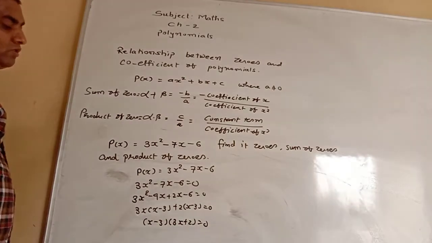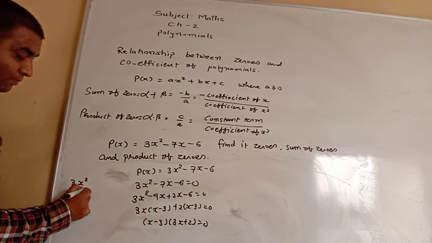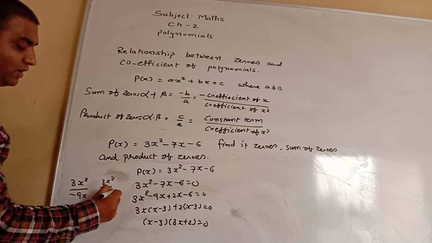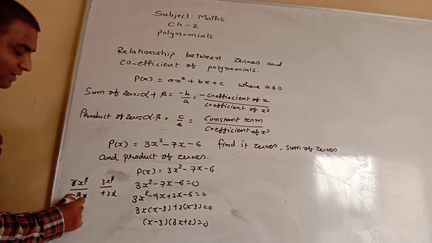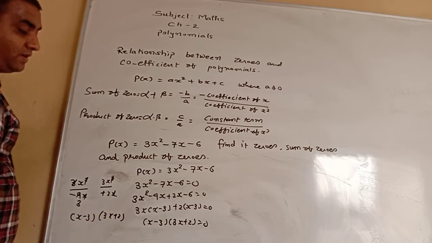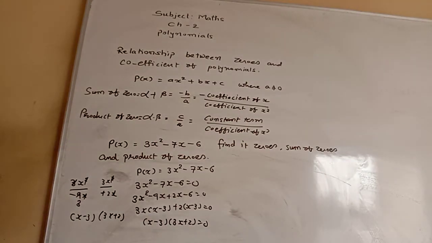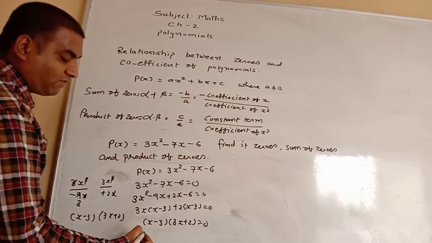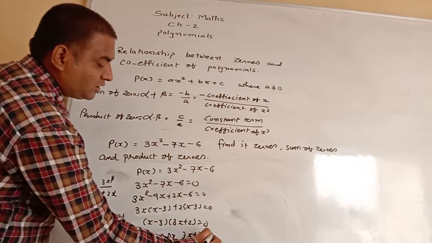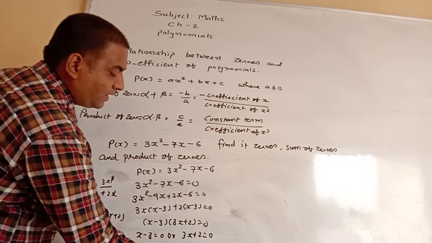Now if you don't want to do this long method, then on the side we can write directly 3x square by minus 9x and 3x square by plus 2x. Simplify, then we get two factors, x minus 3 and 3x plus 2. The product of the two factors is 0, so one of them is 0. If x minus 3 equals 0 or 3x plus 2 equals 0, then x equals 3 or x equals minus 2 by 3.